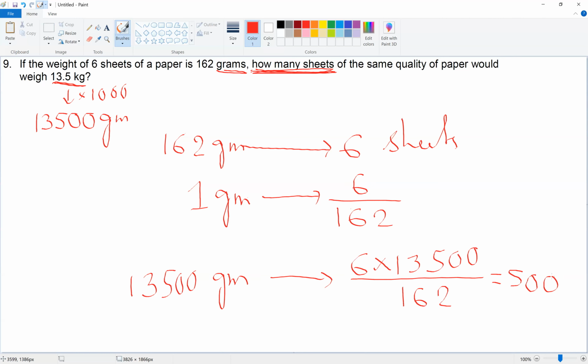And again, this is not too difficult. You can divide 162 by 6, which would be 27, and divide this, you'll get 500.